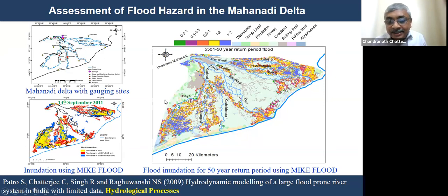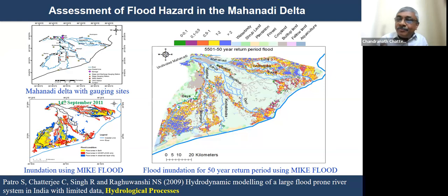So here you can see it's a flood inundation for a 50-year return period flood. Here you can see the depths of flooding and the aerial extent for the 50-year return period flood. And that is superimposed on the different land use land cover. So you can see here what depth of flood will be impacting what kind of land cover, whether it is agriculture, urban, and so on. But most of the land here is basically paddy area.